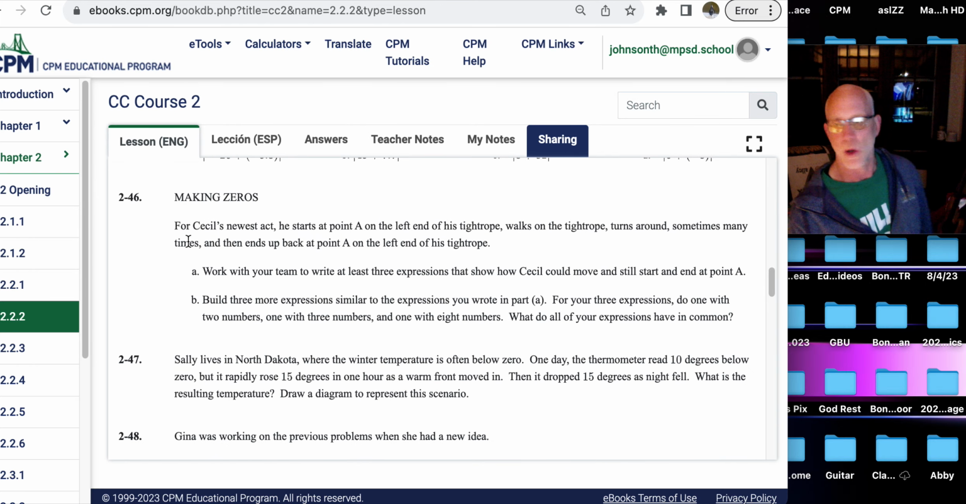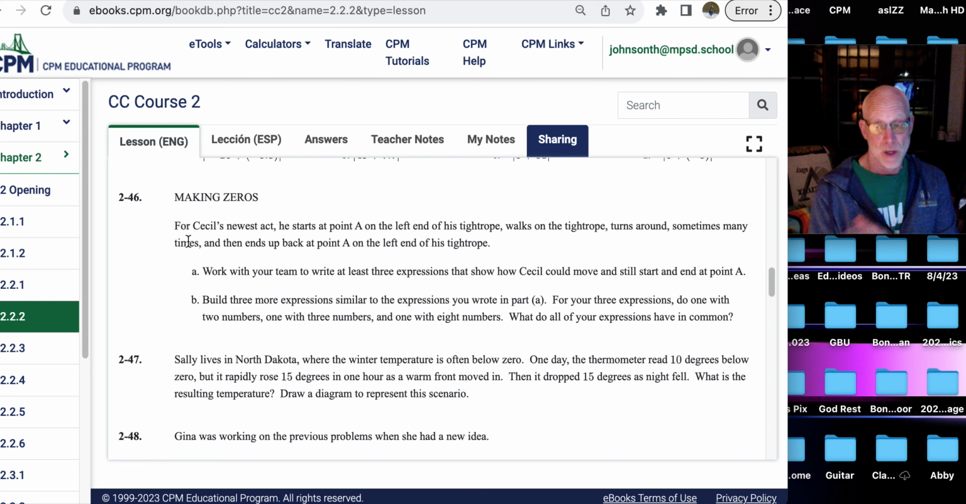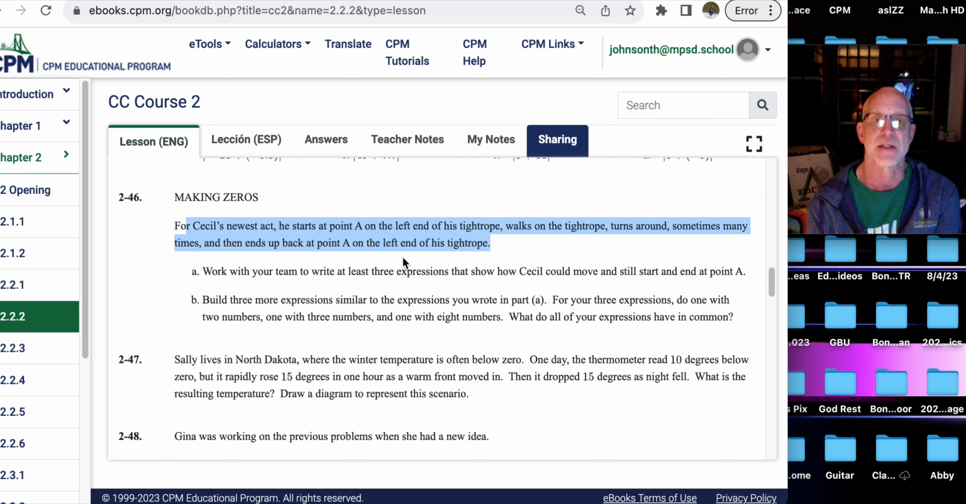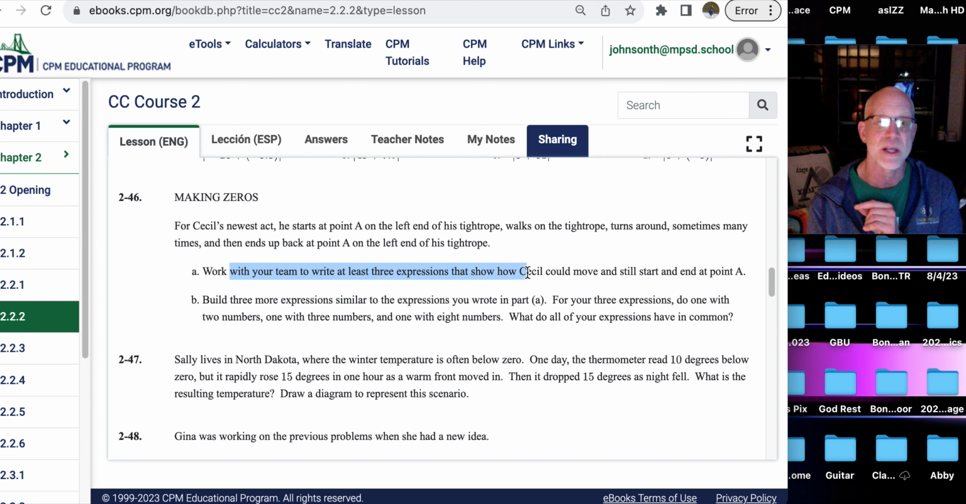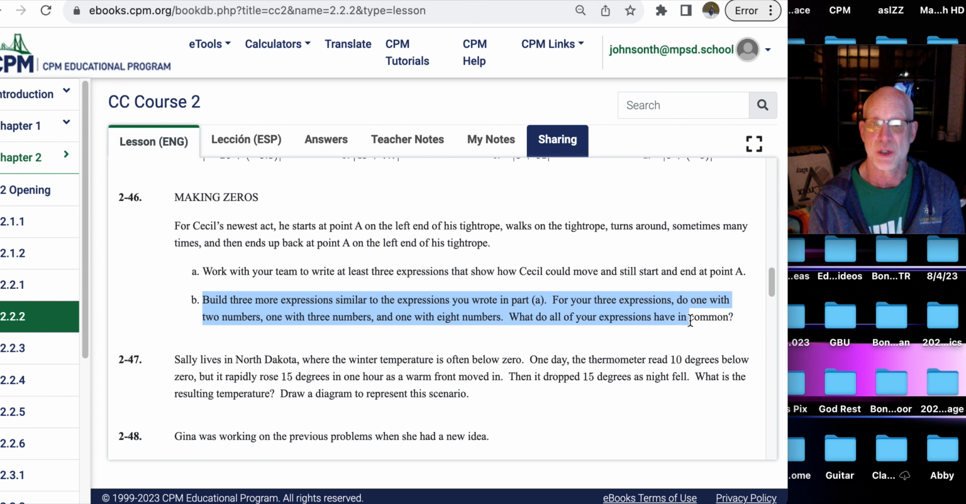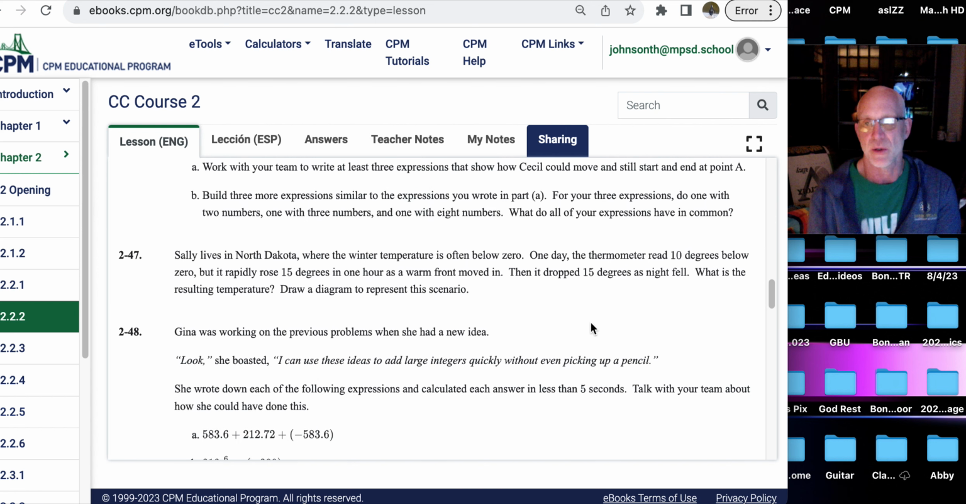Making zeros. So we're going to have somebody read it, a minute to think about it, a minute to share. Making zeros. For Cecil's newest act, he starts out at point A on the left end of his tightrope. He walks on the tightrope, turns around, sometimes many times, and then he ends up back at point A. Work with your team to write at least 3 expressions that show how Cecil could move and still end at point A. Build 3 more expressions similar to the expression you wrote. For your 3 expressions, do one with 2 numbers, one with 3 numbers, one with 8 numbers. What do your expressions all have in common? Then we're going to go to this one.